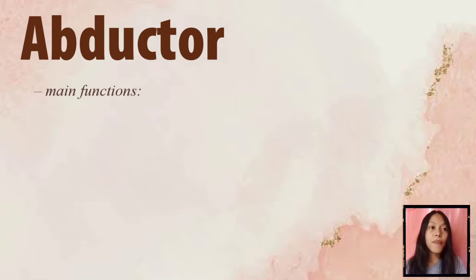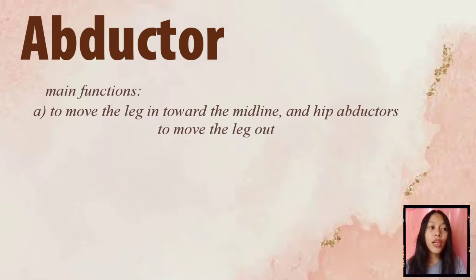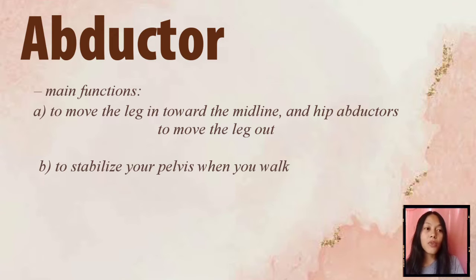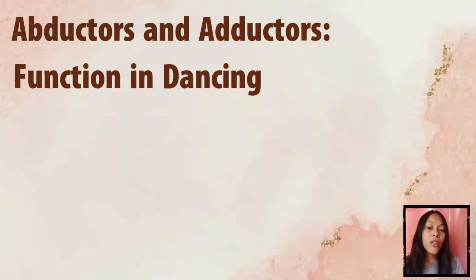The main job of your hip adductors is to move the leg in toward the midline, and the hip abductors to move the leg out. But another important role of those muscles is to stabilize your pelvis when you walk. Think about it for a second. If you lifted your left leg up without changing the position of your pelvis, you would topple over to the left. To avoid falling, your right leg needs to shift more toward the midline, which is accomplished by your adductors contracting and your abductors stabilizing.